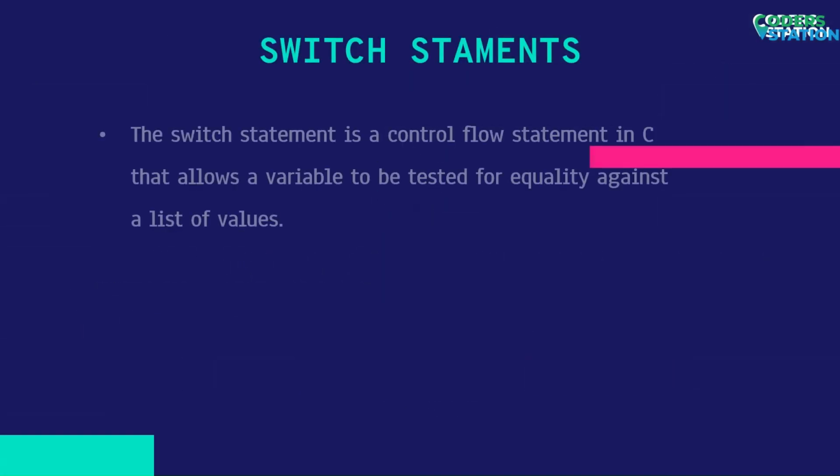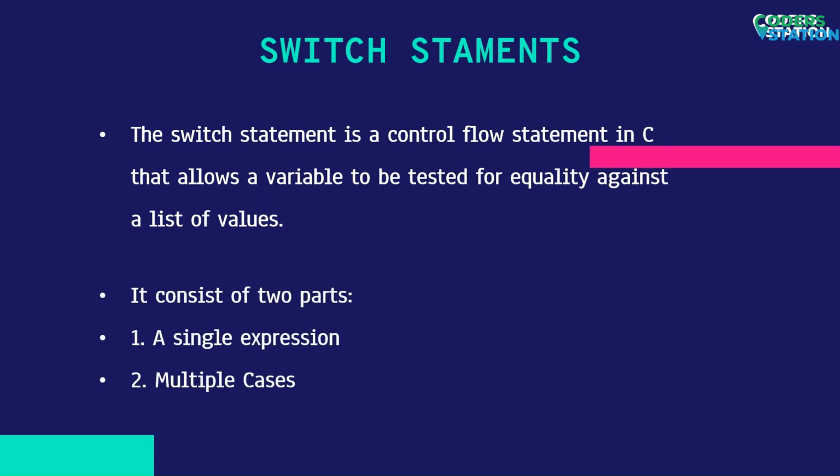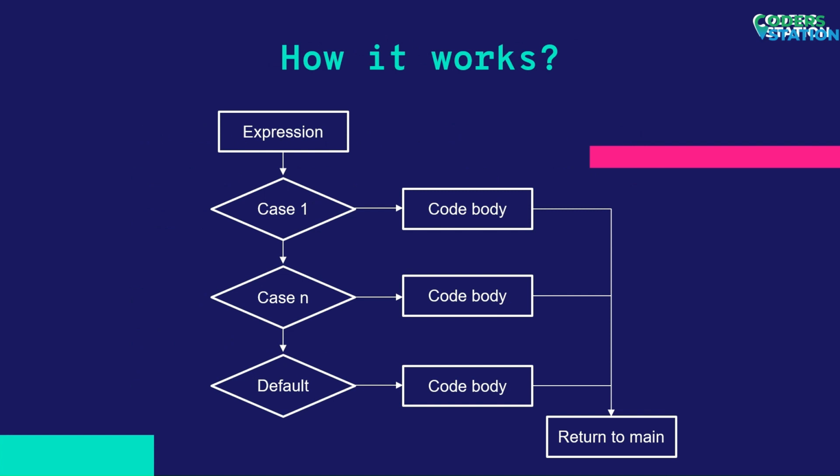So, what is a switch statement? The switch statement is a control flow statement in C that allows a variable to be tested for equality against a list of values. It consists of two parts, a single expression and multiple cases. So let's see how it works.